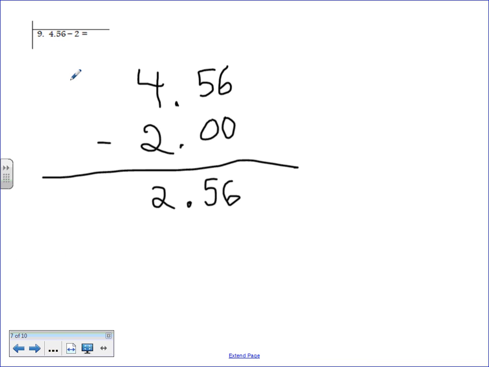Number 7 or number 9, because leave it to a math teacher to give a worksheet where the numbers go 4, 5, 6, 9. I never said I knew how to count.